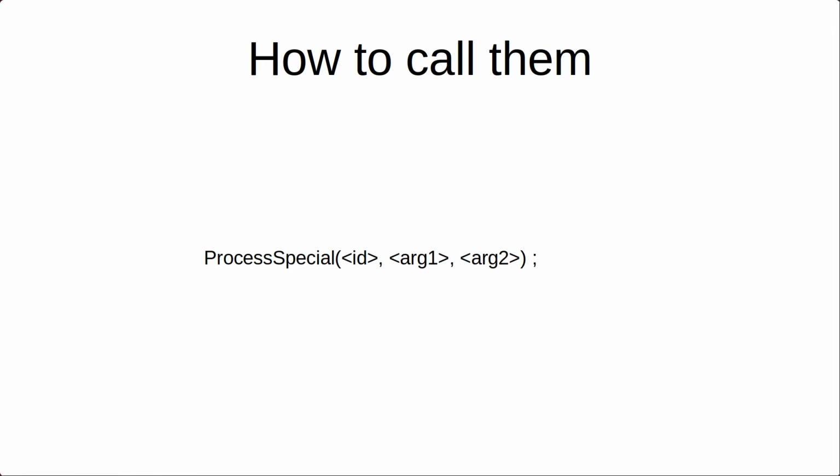Each special process has an ID. The usual way to call a special process is to use the function processSpecial, the ID of the special process, the first argument and the second argument. They are required to have two arguments, and those arguments are numbers.